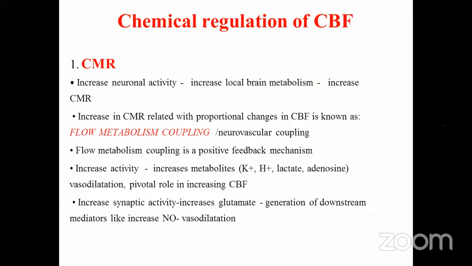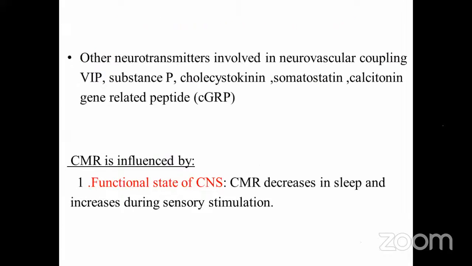Increased activity in the neuronal space leads to increased metabolites, that is potassium, H plus, lactate, and adenosine, resulting in vasodilatation, and it plays a pivotal role in increasing cerebral blood flow. Increasing synaptic activity increases glutamate, which results in generation of downstream mediators like increased nitric oxide, resulting in vasodilatation. Other neurotransmitters involved in neurovascular coupling are vasoactive intestinal peptide, substance P, cholecystokinin, somatostatin, and calcitonin gene-related peptide.